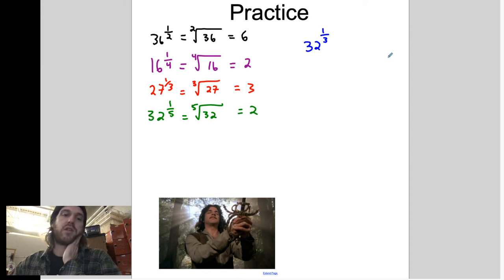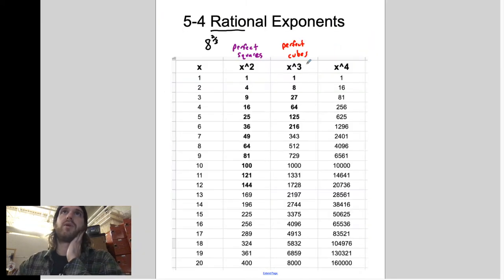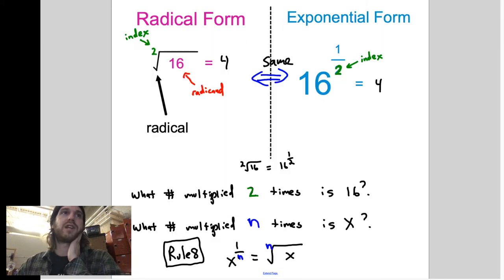32 to the 1/3 power. Okay, so this is asking the question, what number multiplied 3 times is 32? Okay, so we go to our chart. We can go back. Multiplied 3 times, down, down, down, down. Okay, it goes from 27 to 64. Hey, what's the deal, Slagle? 32 is not on the chart. There's no answer. No, there is an answer.